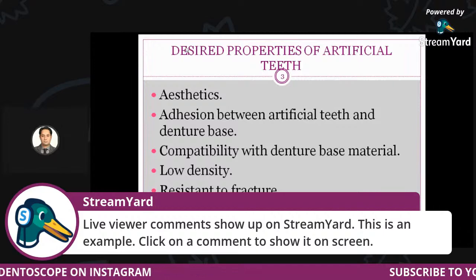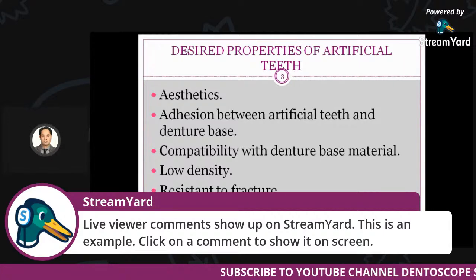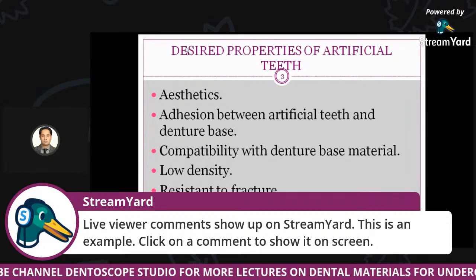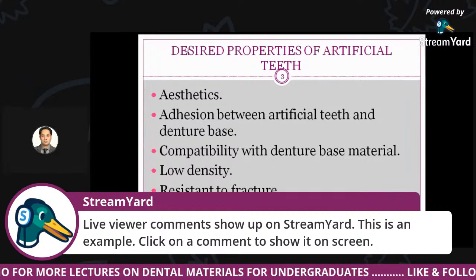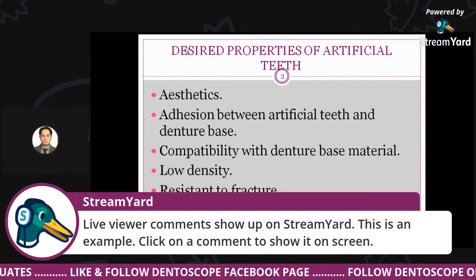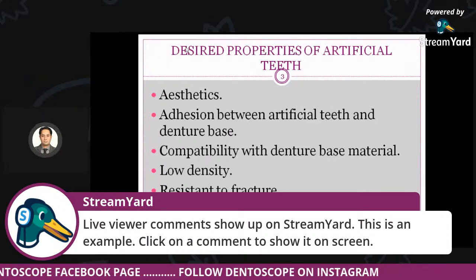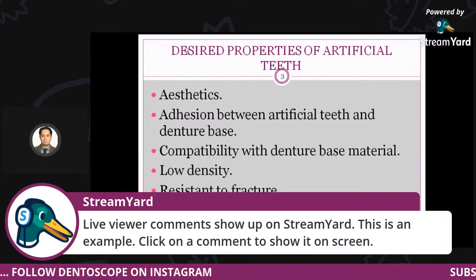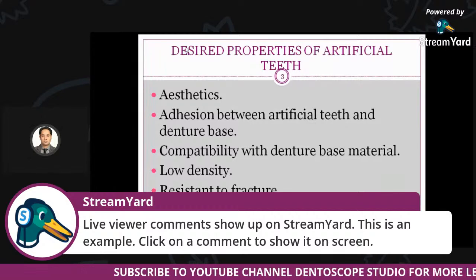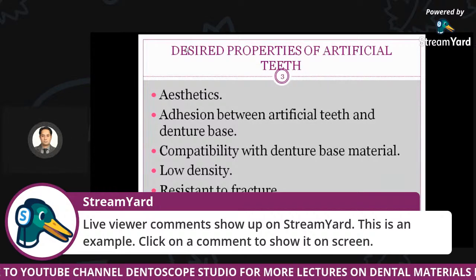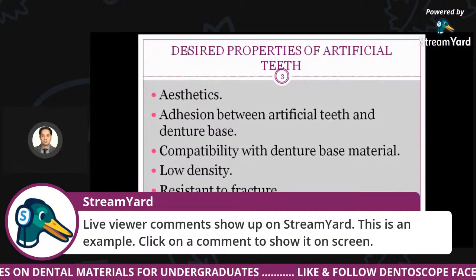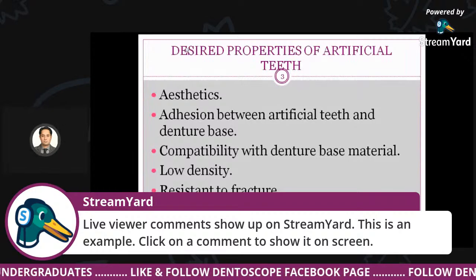The second thing is the adhesion between the artificial teeth and the denture base. As the name suggests, two types of artificial teeth are used most commonly. So there should be a strong adhesion between each one of them and the denture base. I'm going to go into the details of each single type of the artificial teeth that we use for the fabrication of any partial or complete denture. So we will look at the chemistry as well.